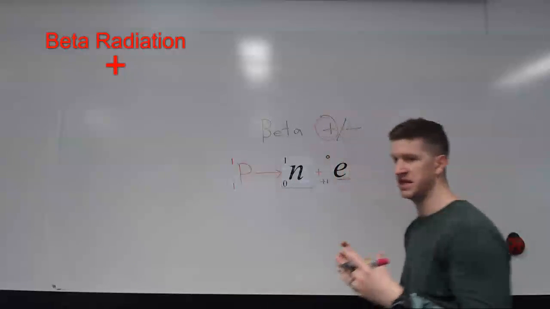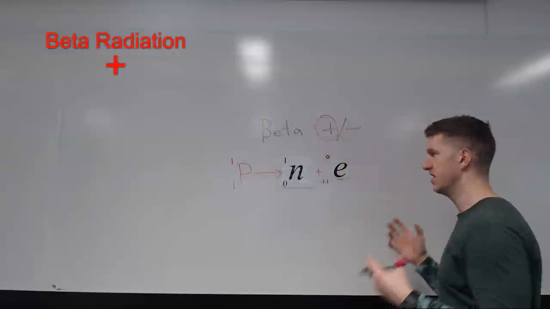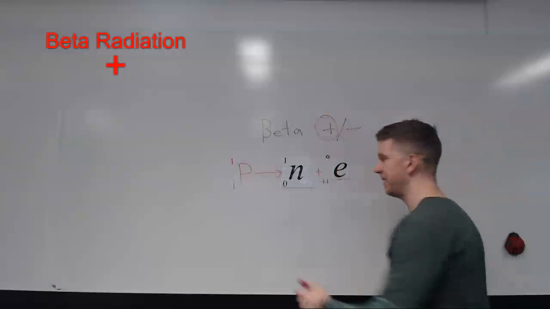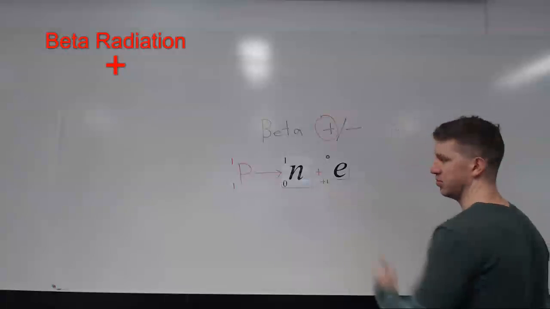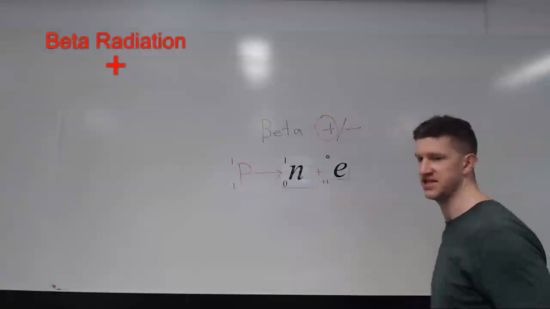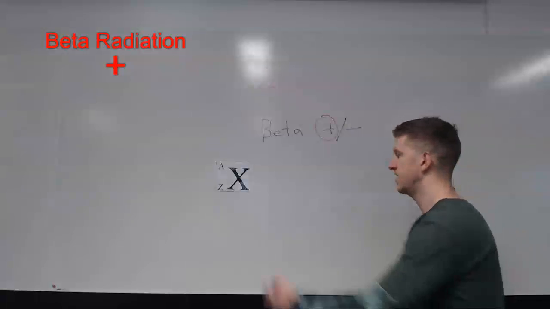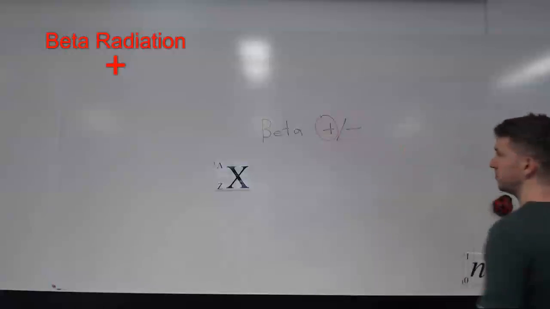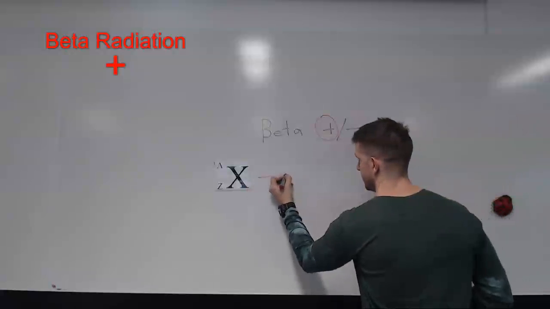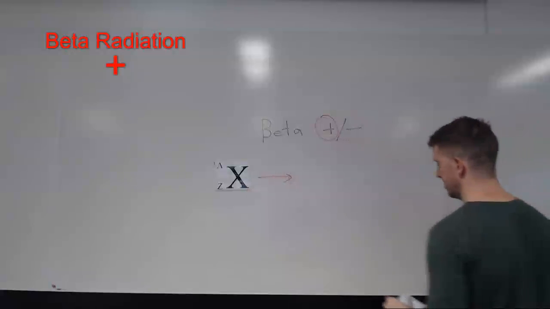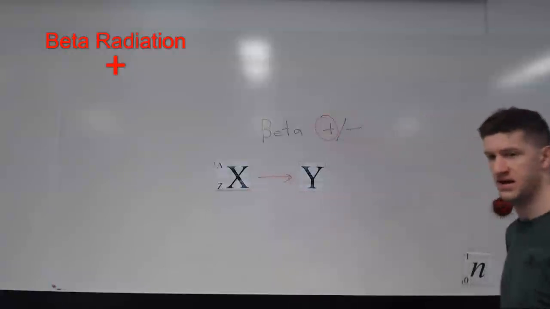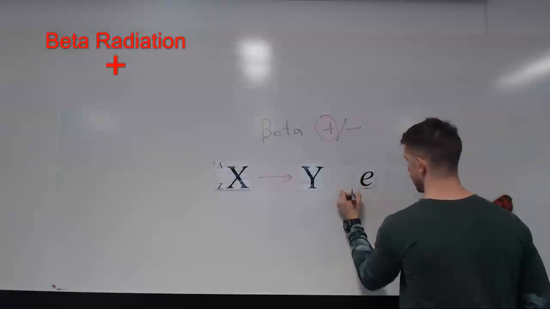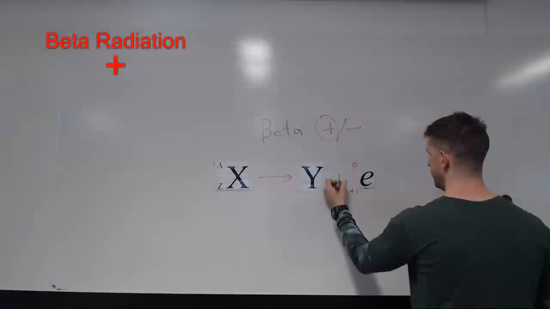We don't actually split the element into another element by taking away neutrons. What actually happens is one of the protons decays into a neutron plus a positron. So that's your beta plus radiation. Let's take a general example. If I had element X and we're saying that it's going to decay through the beta plus option, it is then going to decay into some element Y, but beta plus is going to produce a positron, so this is going to be a +1, 0.